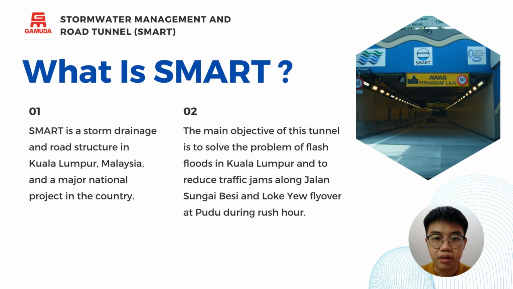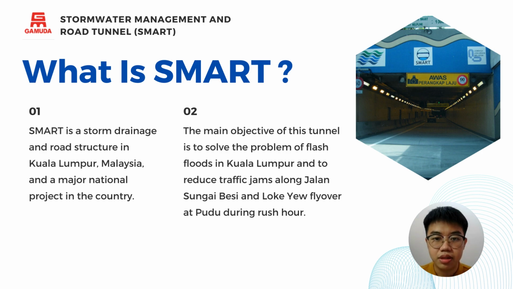The main objective of this tunnel is to solve the problem of flash floods in Kuala Lumpur and to reduce the traffic jams along Jalan Sungai Besi and Rockview flyover at Pudu during the rush hour. There are two components of this tunnel. The first one is the stormwater tunnel and the second one is the motorway tunnel. In 2011, the SMART Tunnel received the UN-Habitat Scroll of Honour Award for its innovative and unique management of stormwater and peak hour traffic.